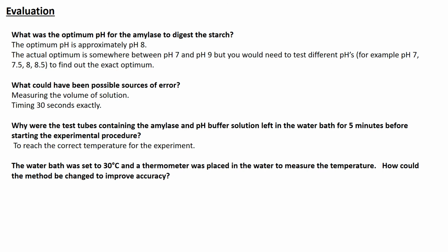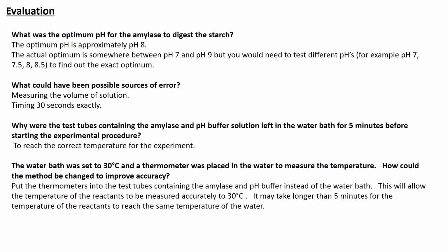How could the method be changed to improve accuracy? Put the thermometers inside the test tubes. By putting them inside the test tubes, you know exactly the temperature of your solutions, and therefore there isn't any room for that to be an error. It is quite often because the water baths, the electric ones, have a heating element underneath, and sometimes they can get too hot. So it's really key to use a thermometer inside the solution. The other thing you could use is a digital thermometer. Think about that.